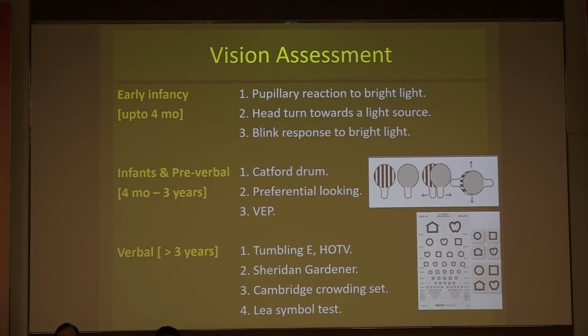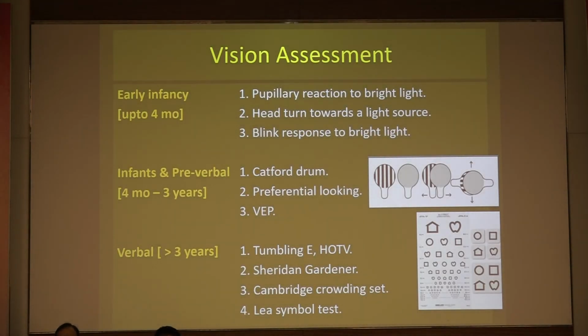So following this or knowing this will immediately make you suspect if a patient or a child has got vision problems or not. So up to the age of 4 months, these are the various ways in which you can also assess vision, like measuring pupillary reaction to bright light, head turn towards light source, or blink response to bright light. In pre-verbal and infants, you can use the Catford drum, VEP, and preferential looking. On the right hand side, on top, you can see the grating acuity LEA paddles.